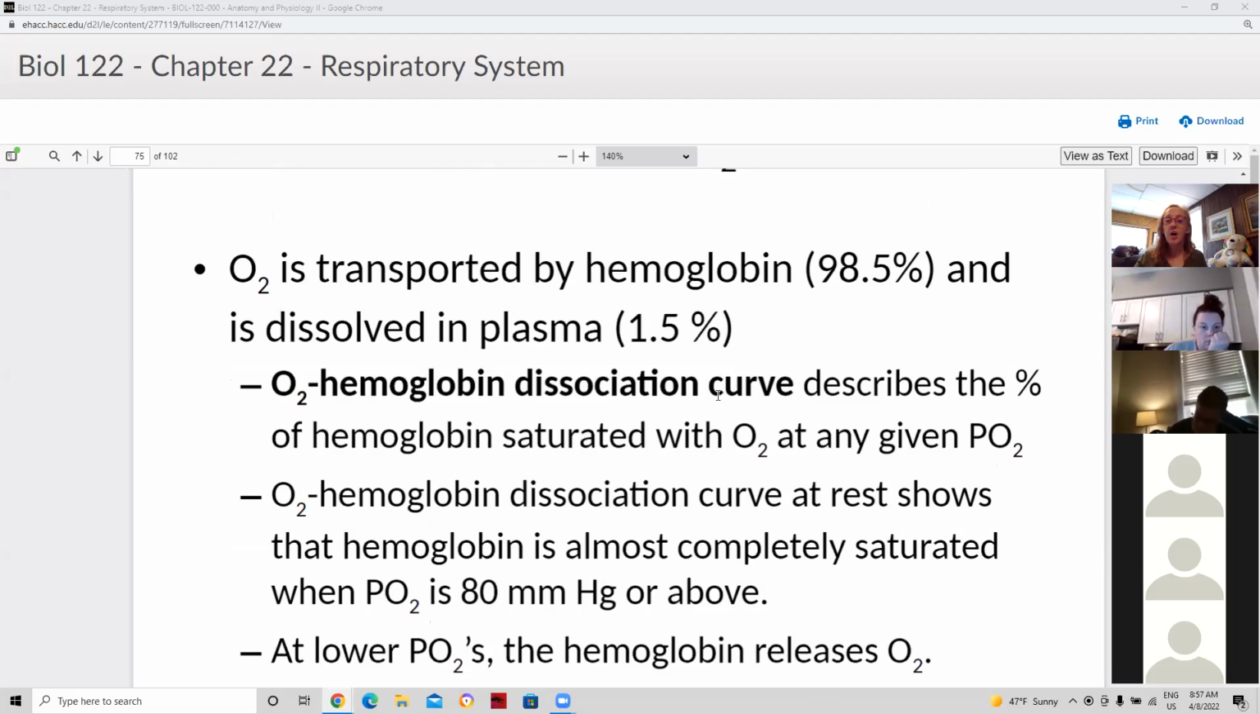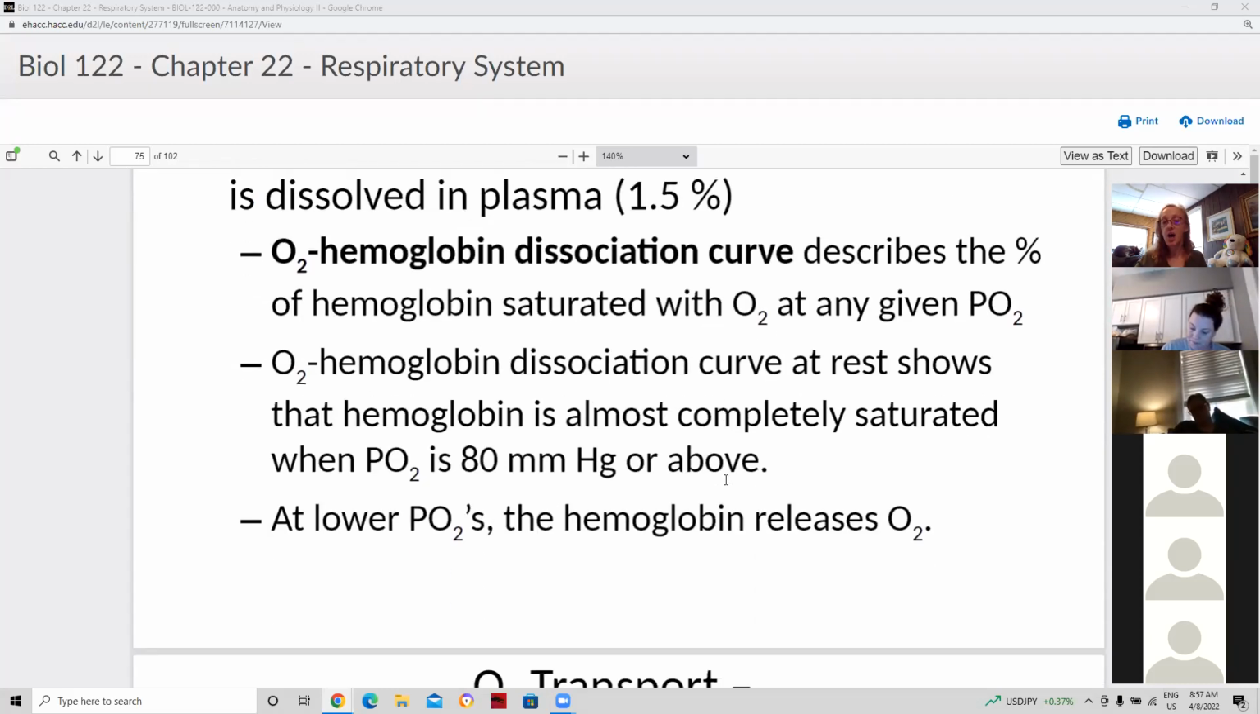Let's see, what was I going to say next? The oxygen hemoglobin dissociation curve shows that at rest, hemoglobin is almost completely saturated if the partial pressure of oxygen is over 80 millimeters of mercury or above. At lower partial pressures, the hemoglobin will release the oxygen.